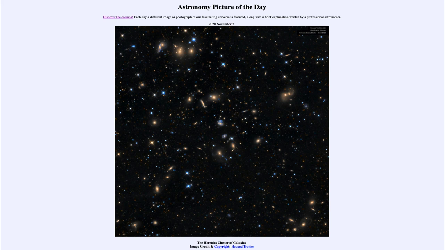So that was our picture of the day for November the 7th of 2020. It was titled the Hercules Cluster of Galaxies. We'll be back again tomorrow for the next picture, previewed to be a dark moon. So we'll see what that is about tomorrow.